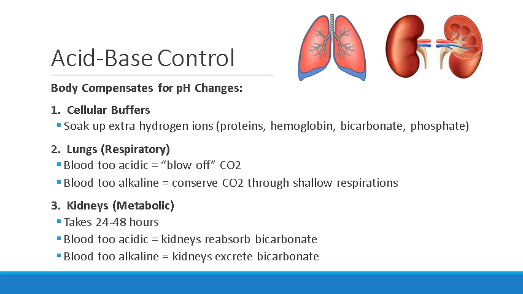If the blood is too acidic, the kidneys will reabsorb bicarbonate, because bicarbonate is basic, it's alkaline. So if something's too acidic, the body will try to buffer that with bicarb. If the blood is too alkaline, the kidneys are going to excrete bicarb, because bicarb is basic or alkaline.